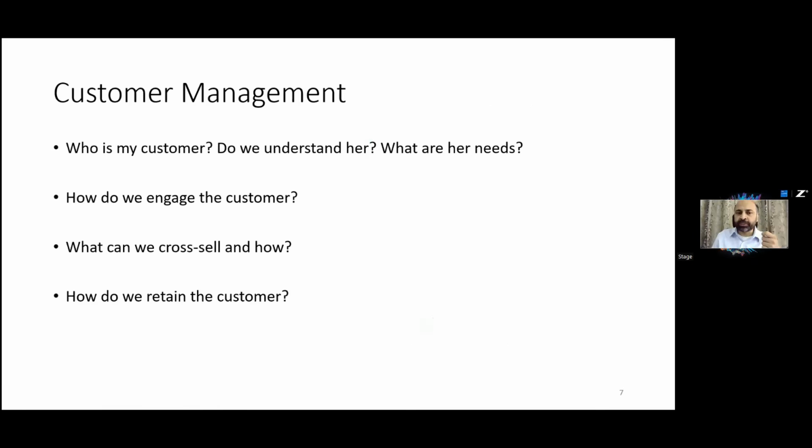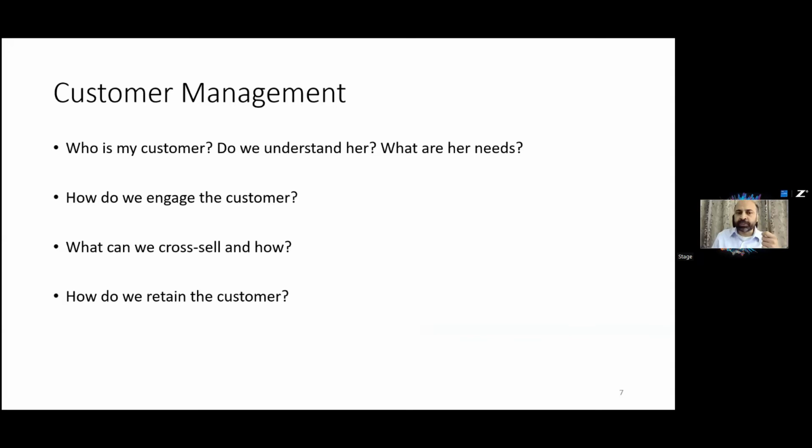So what is customer management? These were the few pages we spoke about, in terms of data science and some of the perspectives which I have as a practitioner. What is customer management and why is customer management important?